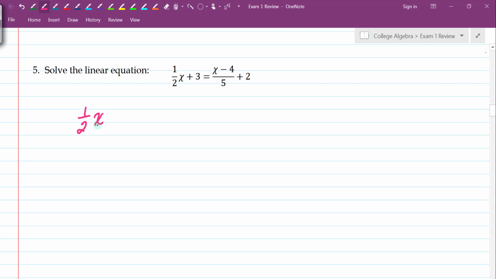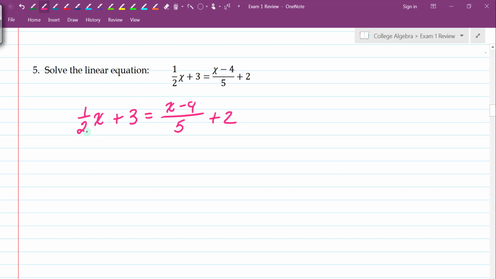1/2 x plus 3 is equal to (x minus 4) divided by 5 plus 2. So that's the problem. Really, the first step we want to do is get rid of the fractions. So the least common denominator is going to be 10. So I'm going to multiply both sides of this equation by the number 10.